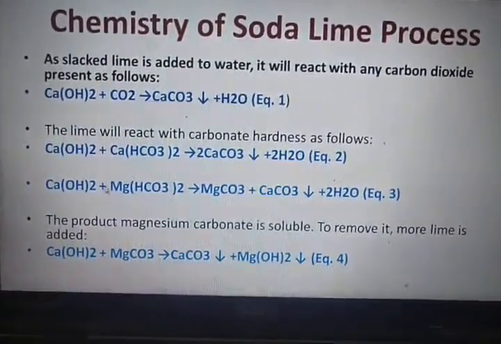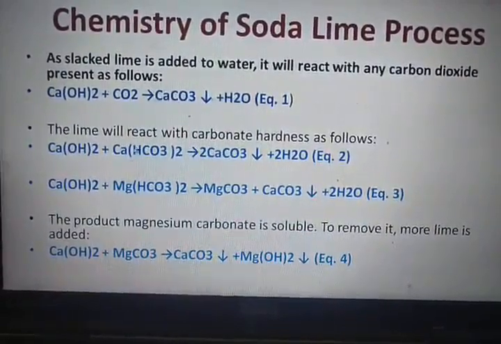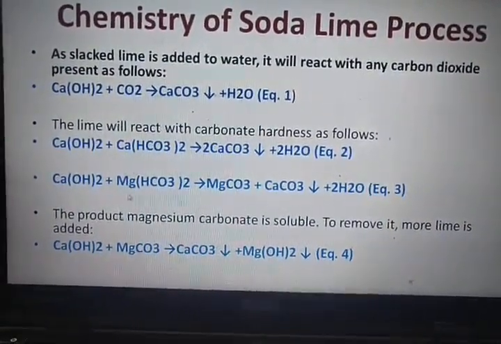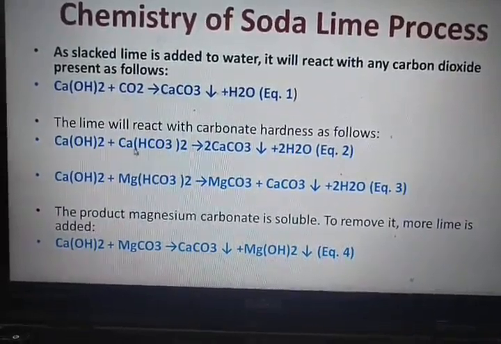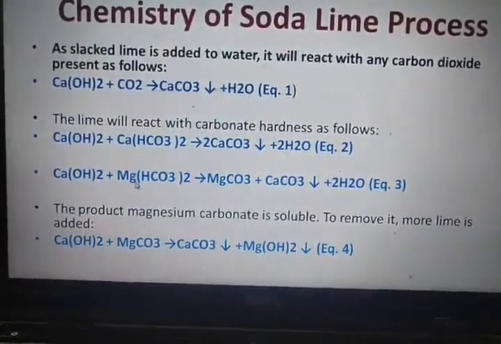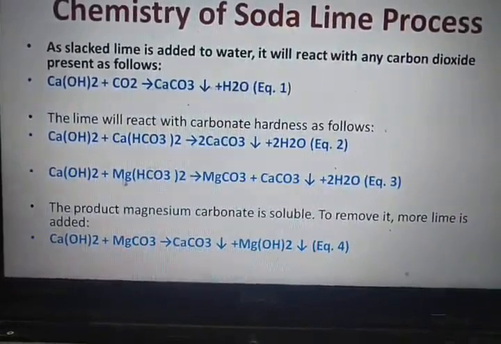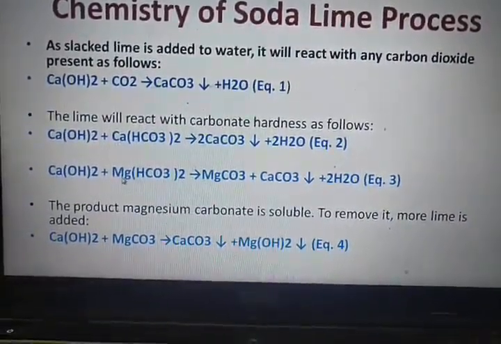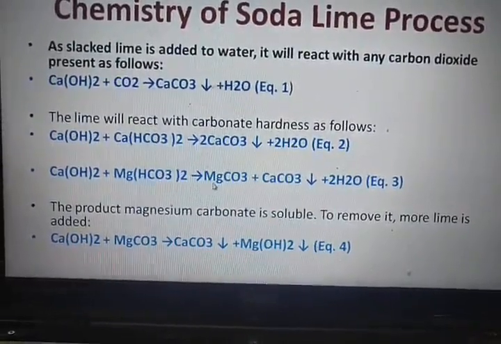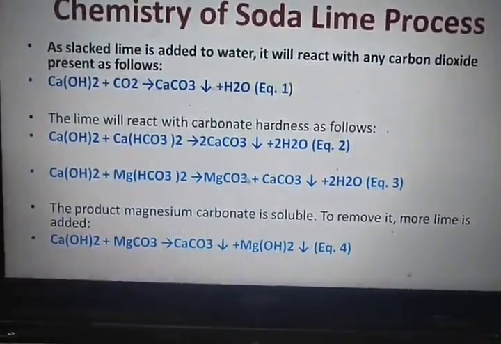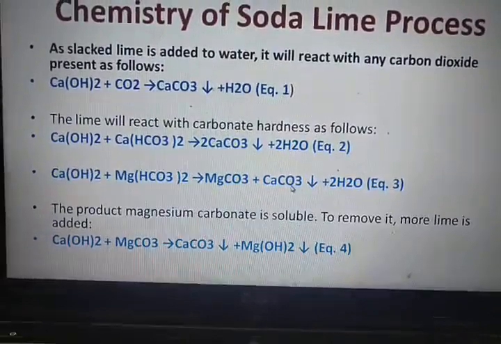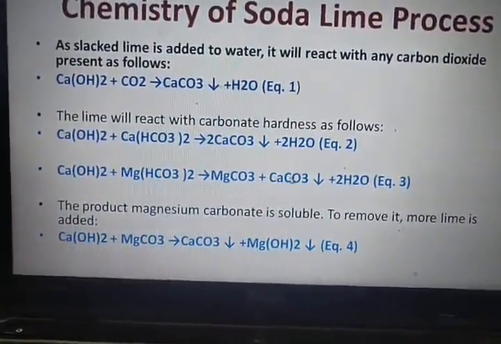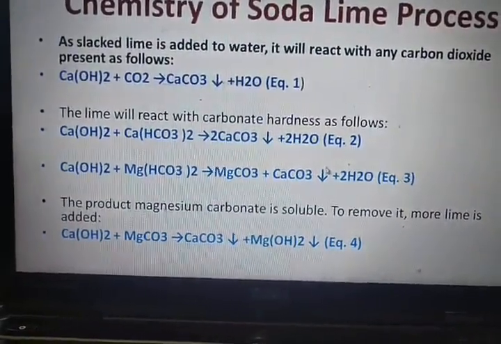Hardness is caused due to both carbonates and bicarbonates of calcium and magnesium. So the same step is repeated with respect to magnesium bicarbonate. Here you can see the calcium ion is replaced by the magnesium ion. The change here is that it will also precipitate calcium carbonate along with magnesium carbonate. So this is equation 3.